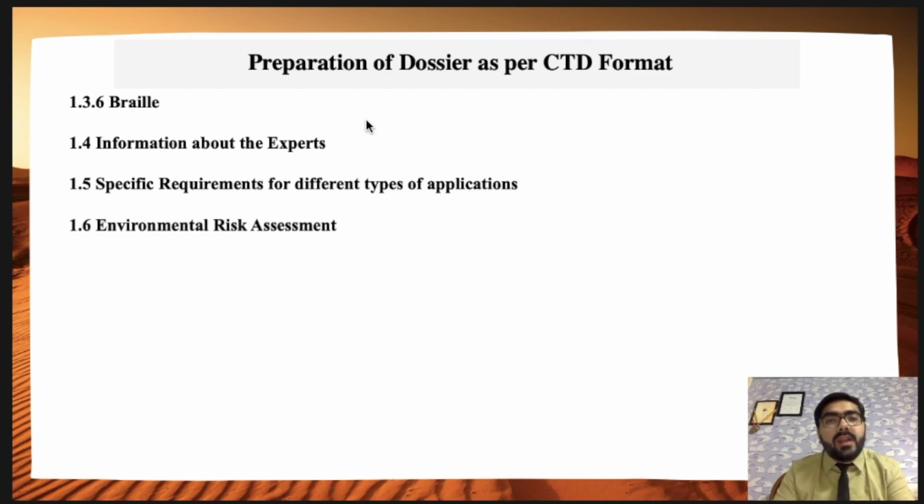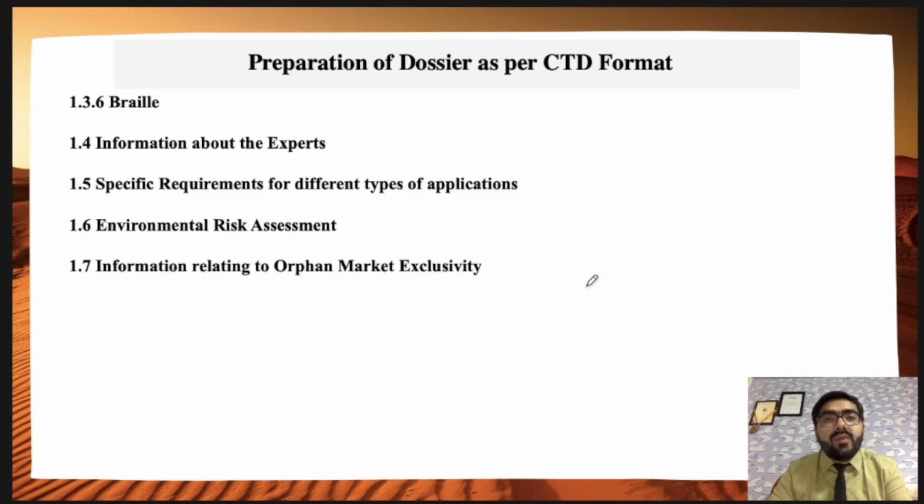We have to submit in this part specific requirements for different types of applications. Because there are different types of application in the Europe market, like for the generic product, full type products, generic products, well established literature. So there are different types of legislatives and articles, so different requirements are there. Then environmental risk assessment report we also have to submit, and information which is related to orphan market exclusivity, so we also have to submit this data.